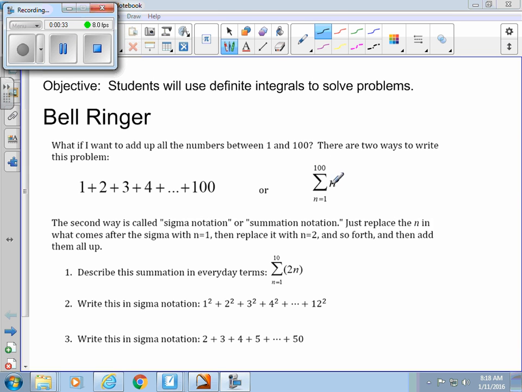The n is kind of like a function. It's whatever I'm doing here, and since I'm just adding 1 every time, I'm just going 1, 2, 3, 4. So that is sigma notation.